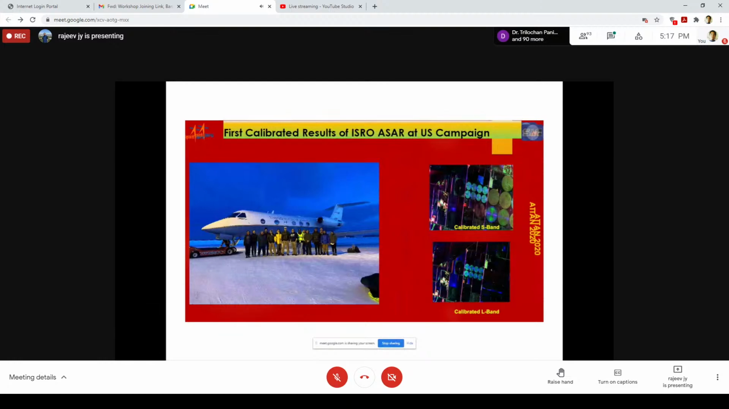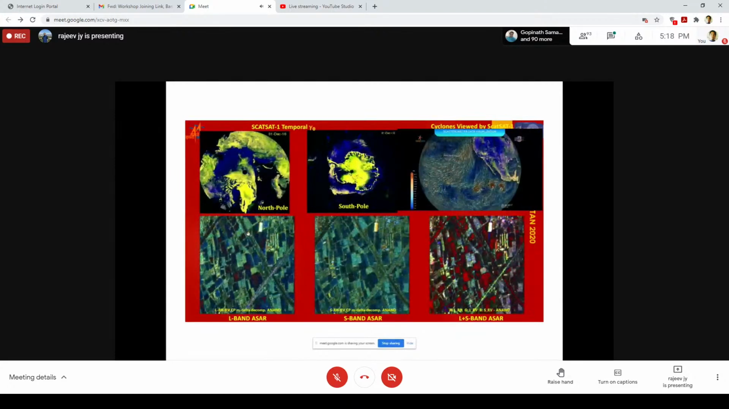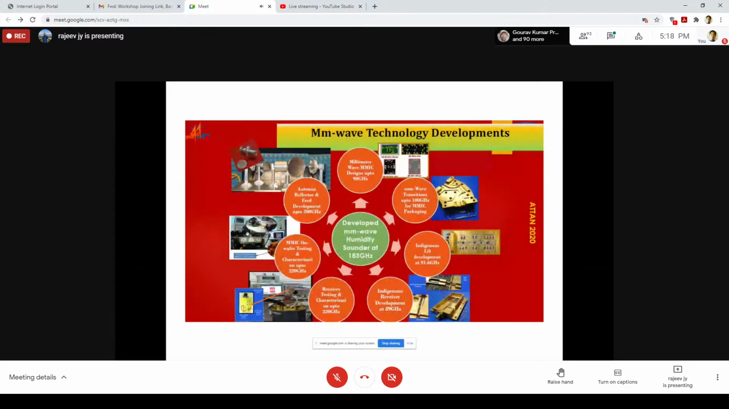We developed our antenna technology for imaging from the US aircraft. So this is now there in the US. We have developed the antenna as well as the technology for them. These are the images which have come. And the last slide which I am showing here is of the millimeter wave technology, where we are now going to higher frequencies.